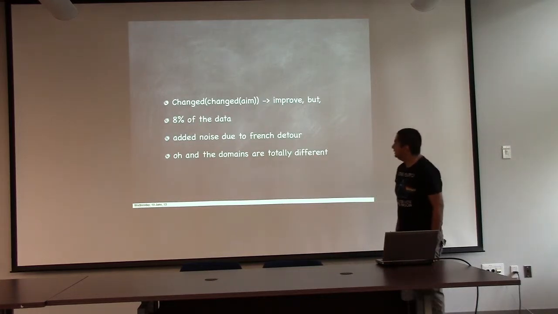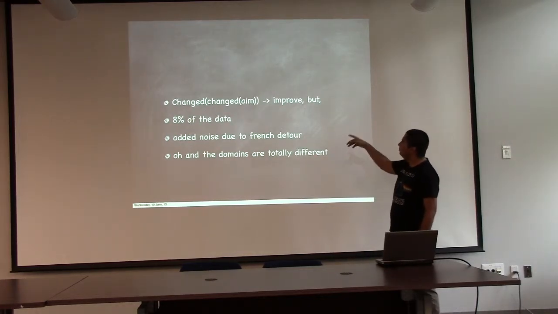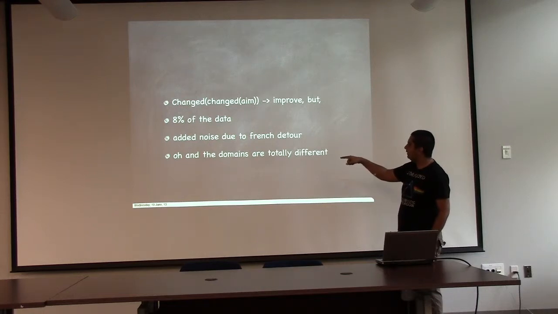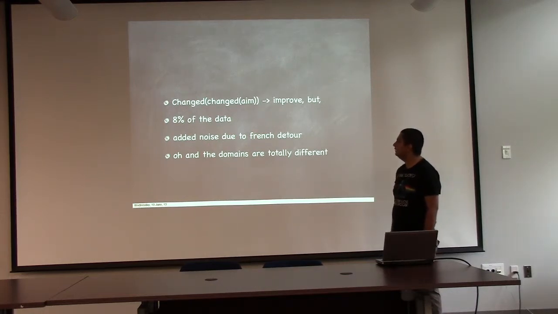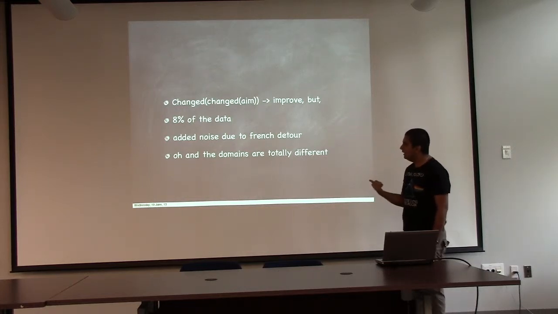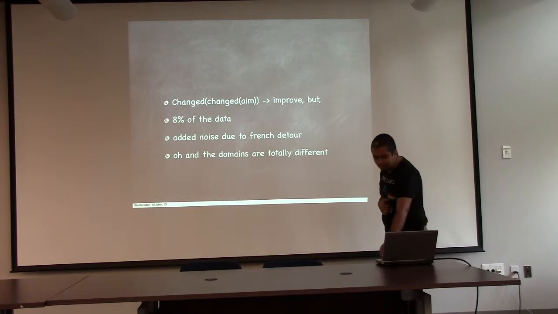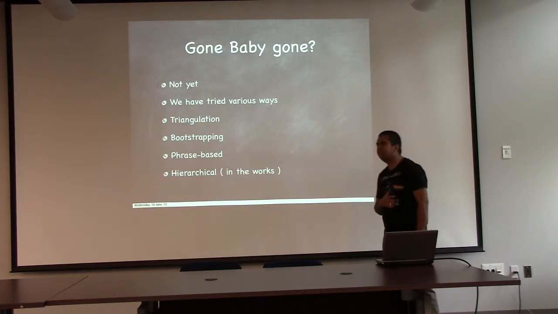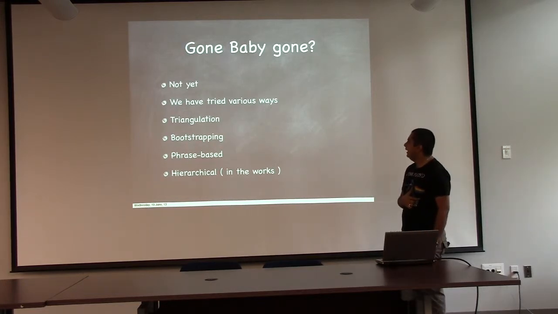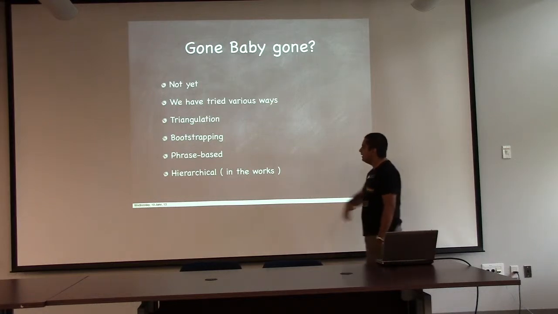So now our aim changed again. We want to improve, but we have 8% of the data. We have noise because of the French, and the domains are totally different. But the good thing was that we had a few lines of data. We had like 1500 lines, and we tried various ways.